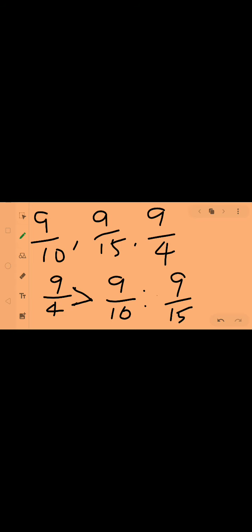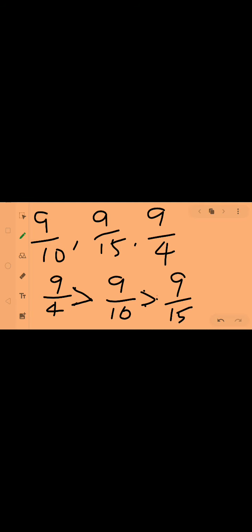Whichever fraction is larger, beside that one put 2 dots, and beside the smaller one we place 1 dot, and we join them to get the correct comparison symbol. It is a quicker method to identify the sign of comparison. So we get the answer: 9 by 4 greater than 9 by 10 greater than 9 by 15.